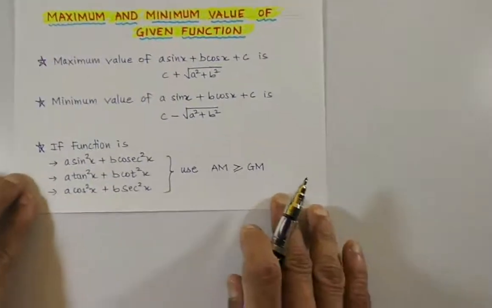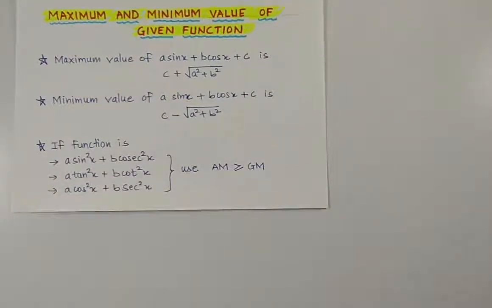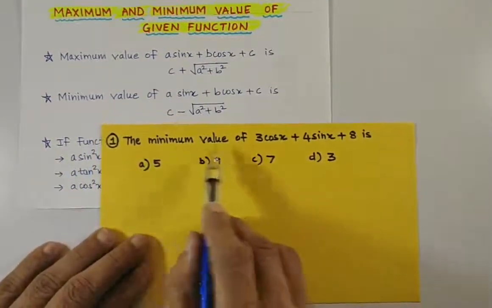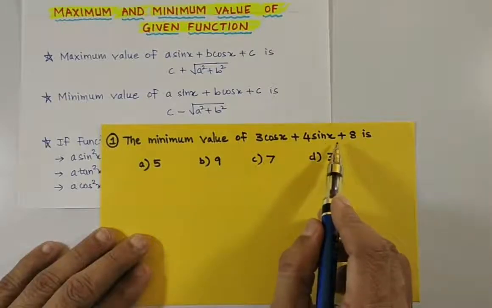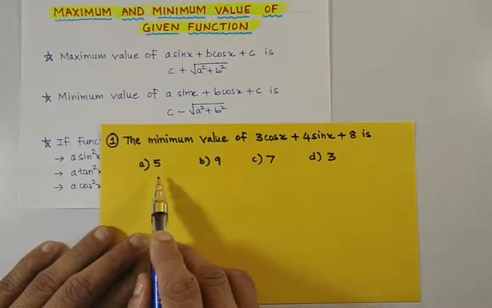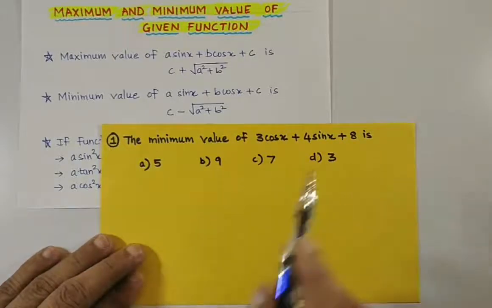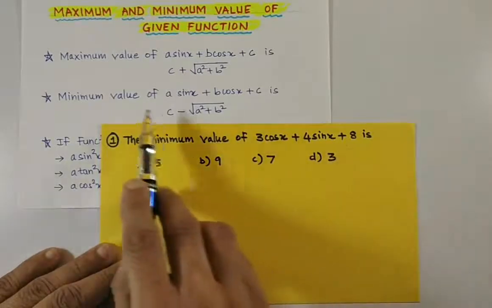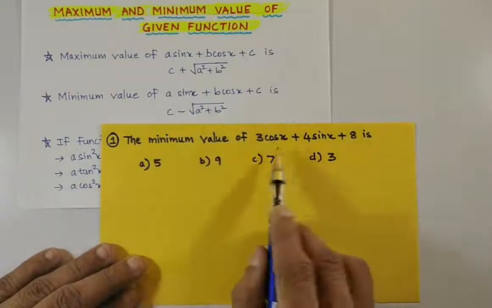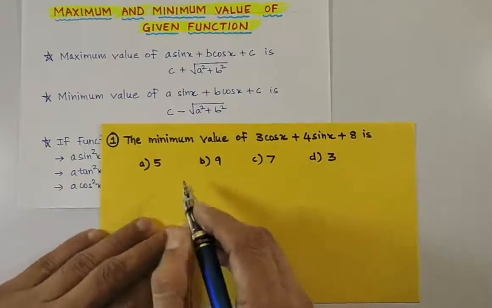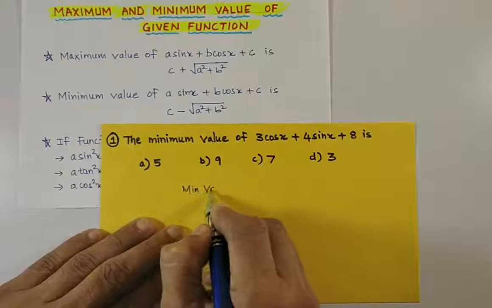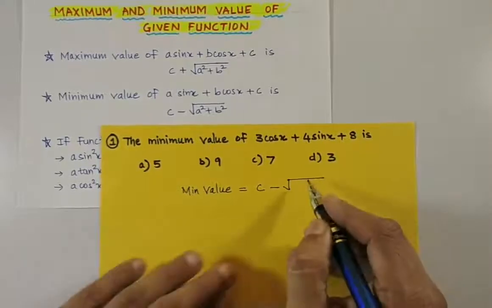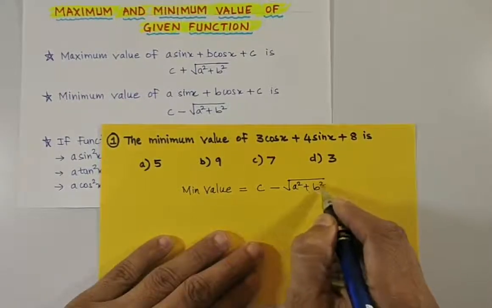Now on this I will take examples. The first one: the minimum value of 3 cos x plus 4 sin x plus 8, with options 5, 9, 7, 3. Now the minimum value has been asked. This function, if you observe, is in the form a sin x plus b cos x plus c. So the minimum value is given by the formula c minus root of a square plus b square.